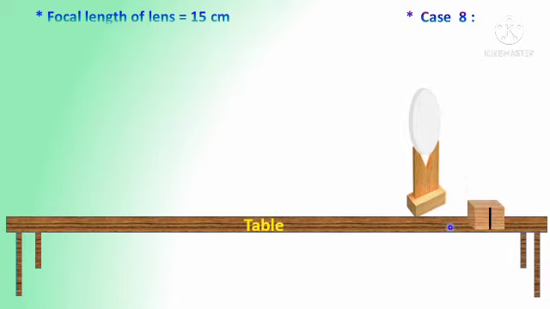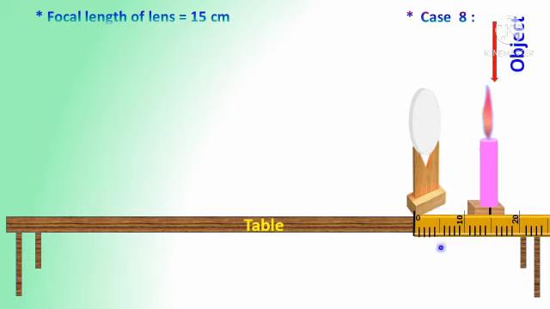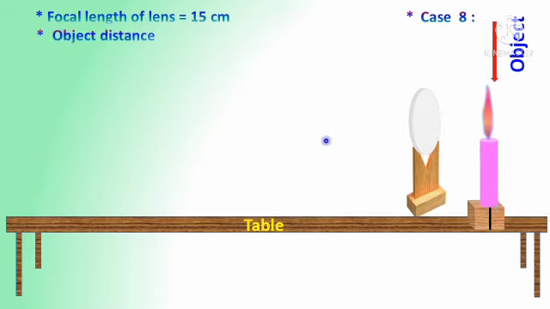Now case 8. The focal length of the lens is 15 centimeters. Then the lens to object distance is 15 centimeters. Very near distance. Lens to object is 15 centimeters. Here the object distance u equal to 15 centimeters. Now bring the screen slowly from left to right. That is the paper. Bring it from left to right.